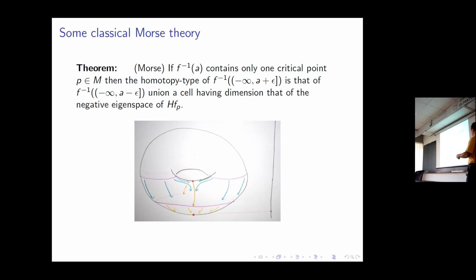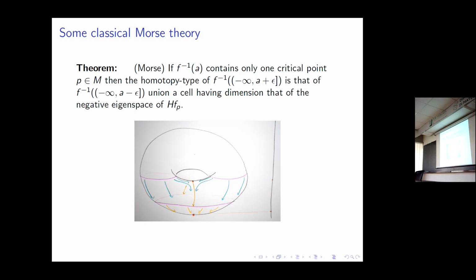The harder theorem of Morse is that if the pre-image of a point in the reals contains only one critical point, then the homotopy type of the pre-image of the intervals, A plus epsilon and A minus epsilon, does change as you pass through A, and it changes by cell attachment. You can kind of see that in this picture. For example, here's a critical point. The homotopy type of the preimage of this interval is an annulus, and below it is just a disk.